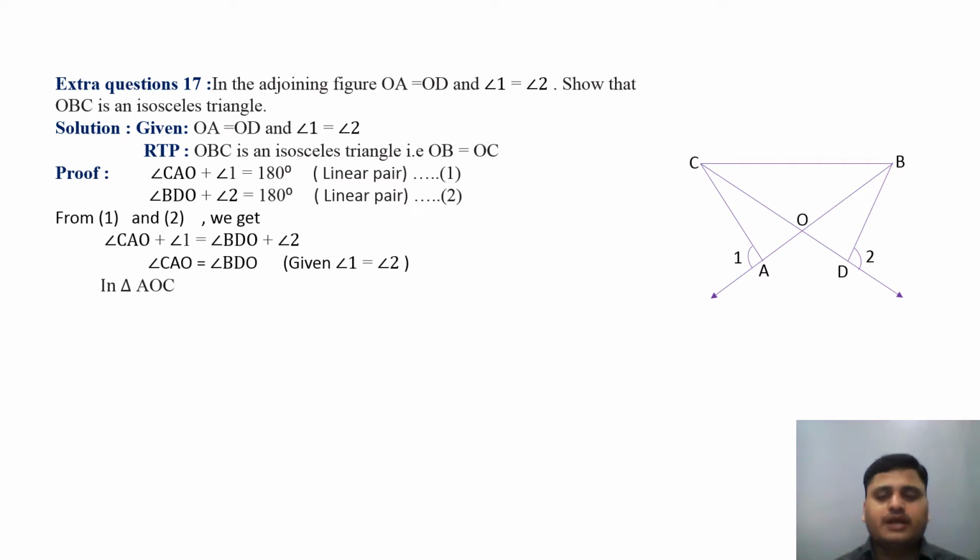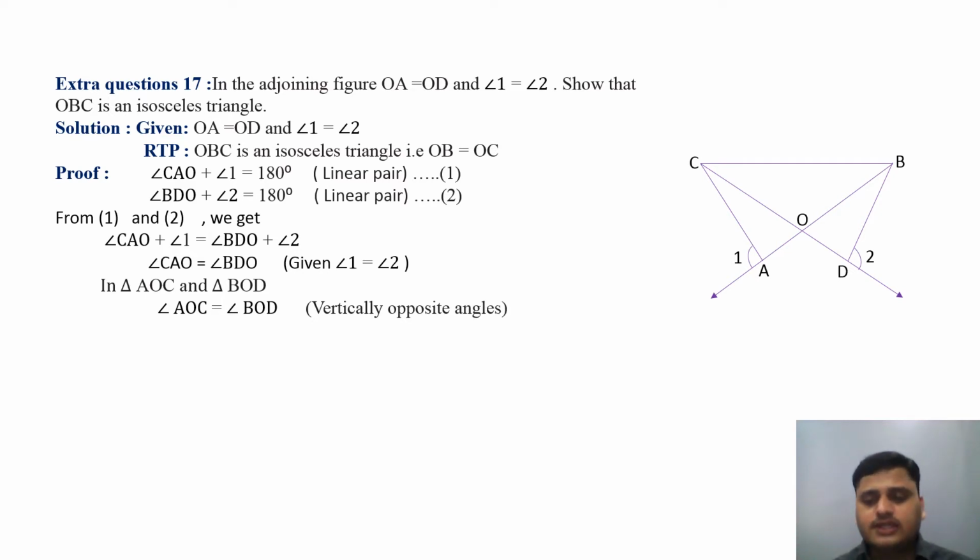Let's take two triangles. Which two triangles will we take right now? Triangle AOC and triangle BOD. In these two triangles, angle AOC is equal to angle BOD. Why? Because they are vertically opposite angles. First one got it. We need three things to prove congruent, so first we got it. Next, OA is equal to OD, which is already given in the question, so we will write OA is equal to OD. And the second part, we will write angle CAO is equal to angle BDO, proved above.